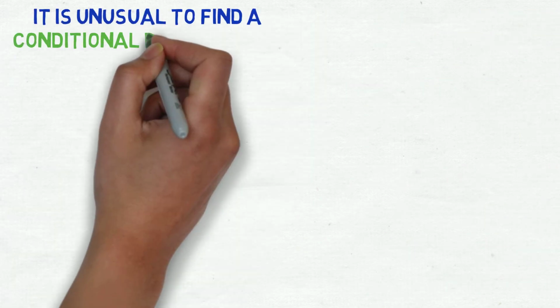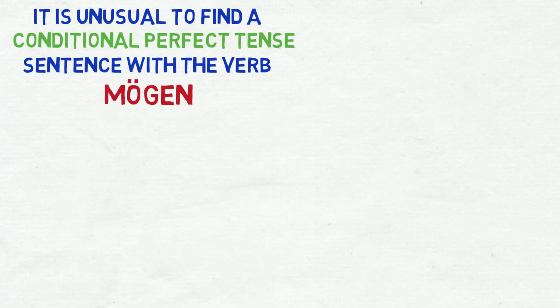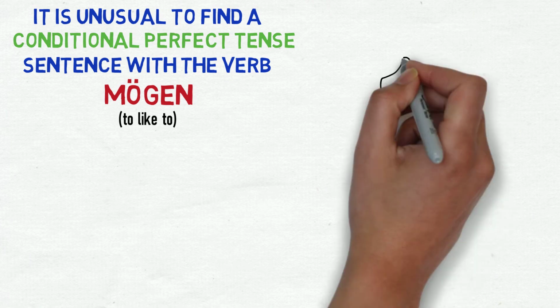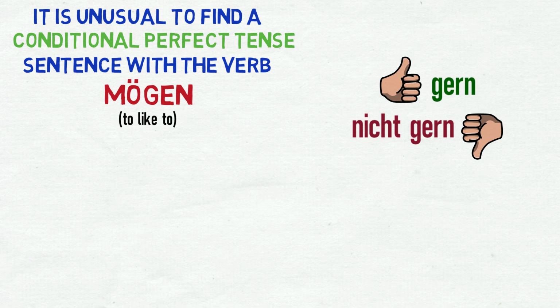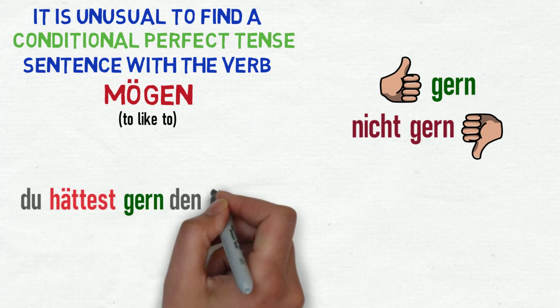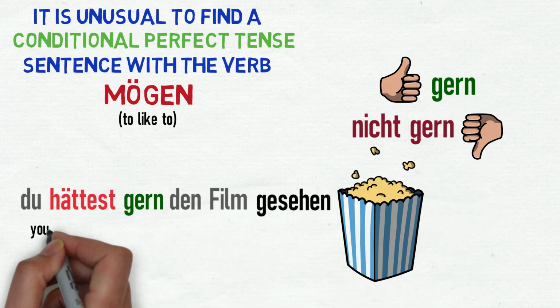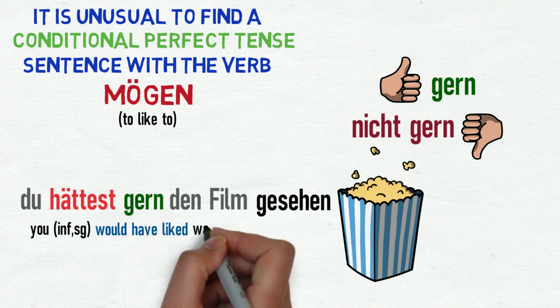It's unusual to find a conditional perfect sentence with the verb mögen, to like to, as we would probably more often than not form a normal conditional perfect sentence and include gern or nicht gern. For example, du hättest gern den Film gesehen. You, informal singular, would have liked watching the film.